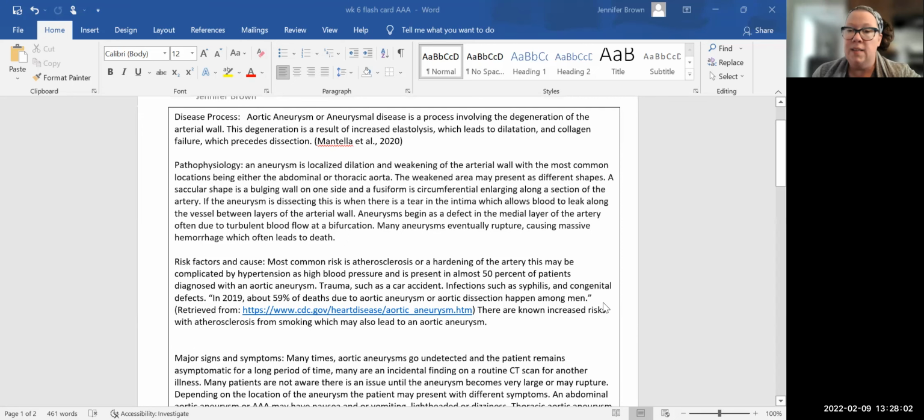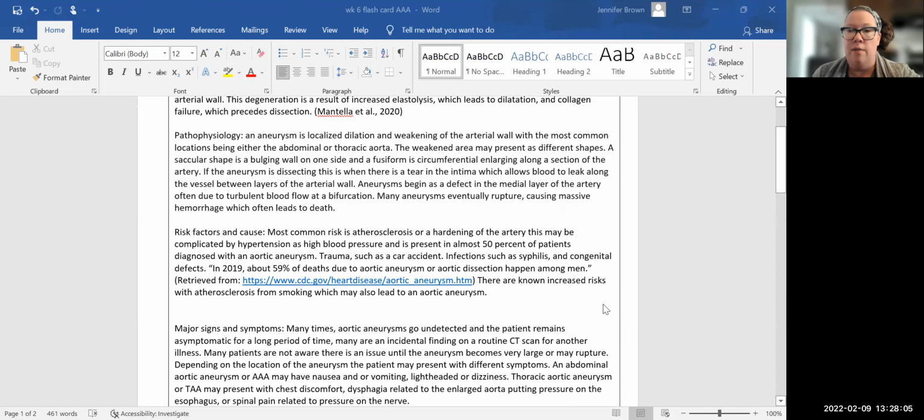The most common risk is atherosclerosis, or hardening of the artery, that can also be complicated by hypertension, as high blood pressure is present in almost 50% of the patients diagnosed with an aortic aneurysm. Trauma, such as a car accident, infections like syphilis, and congenital defects. In 2019, about 59% of deaths due to aortic aneurysm or aortic dissection happened among men, so gender is a factor. And there are known increased risks with atherosclerosis from smoking, which may lead to an aortic aneurysm.